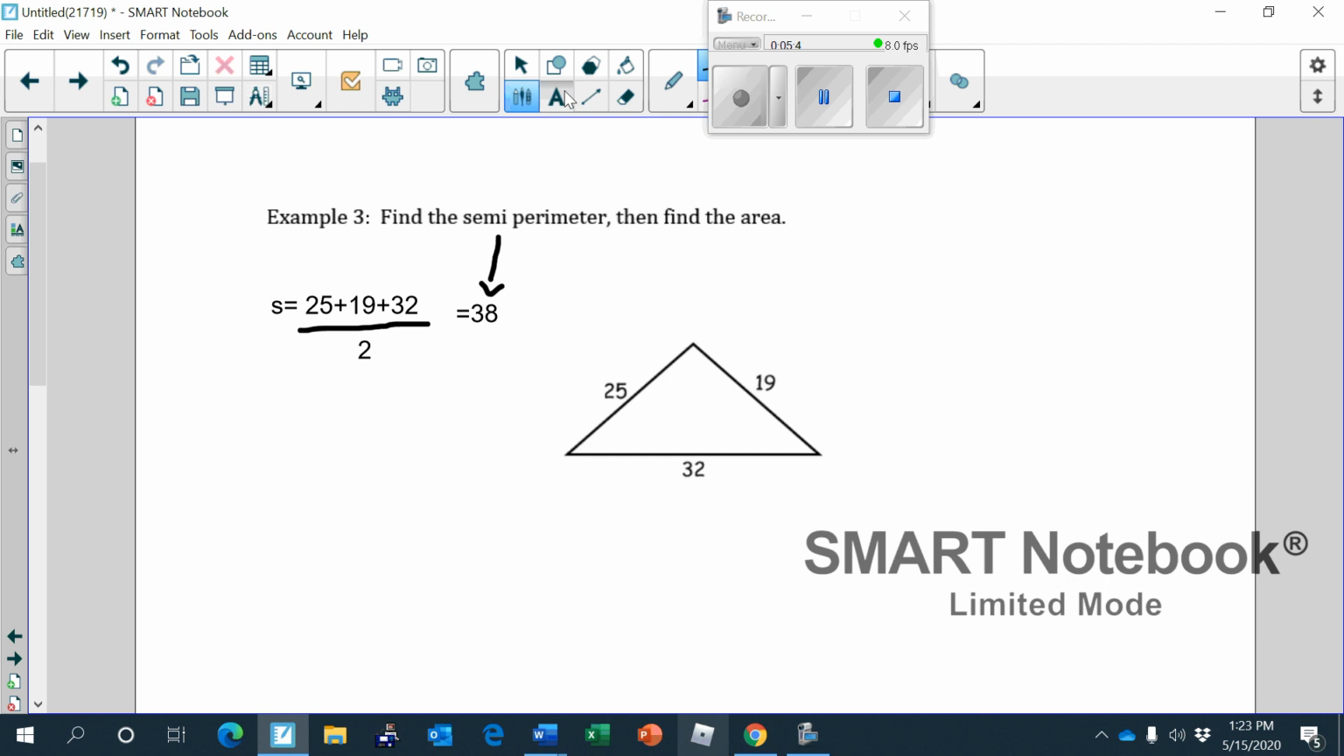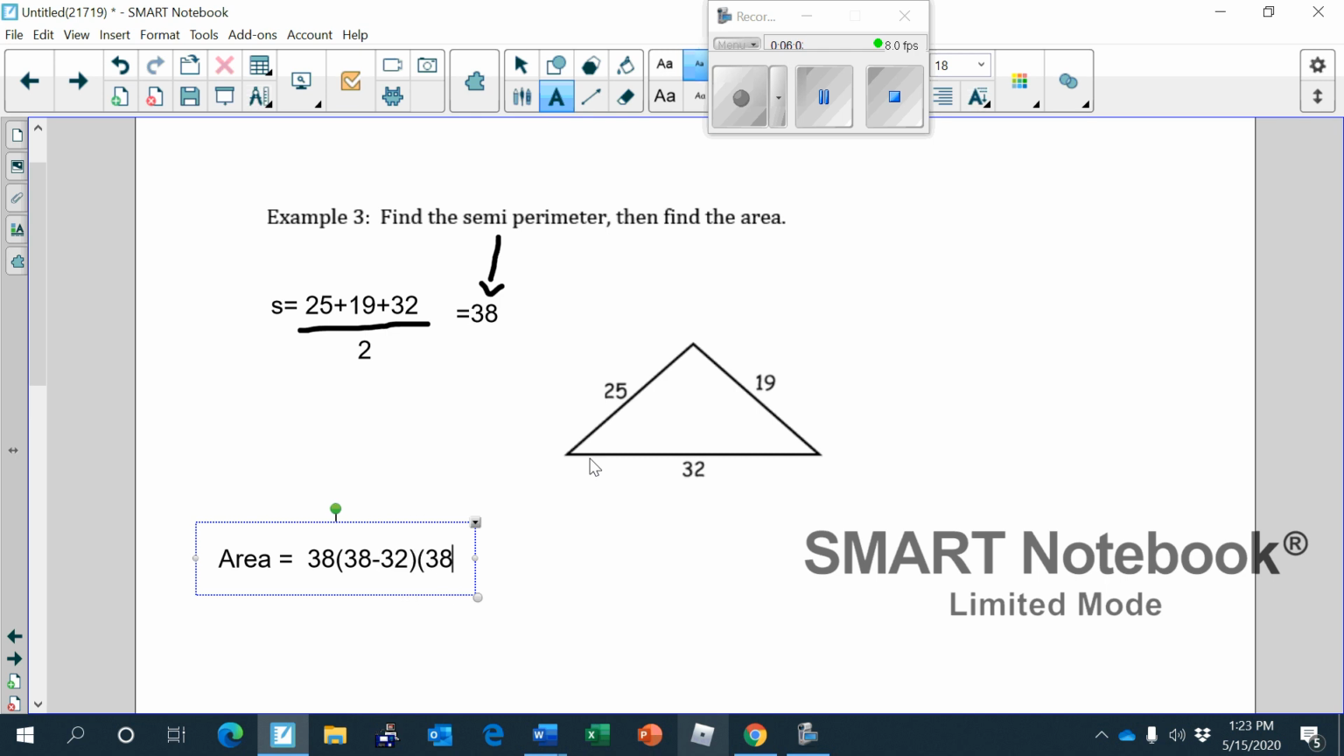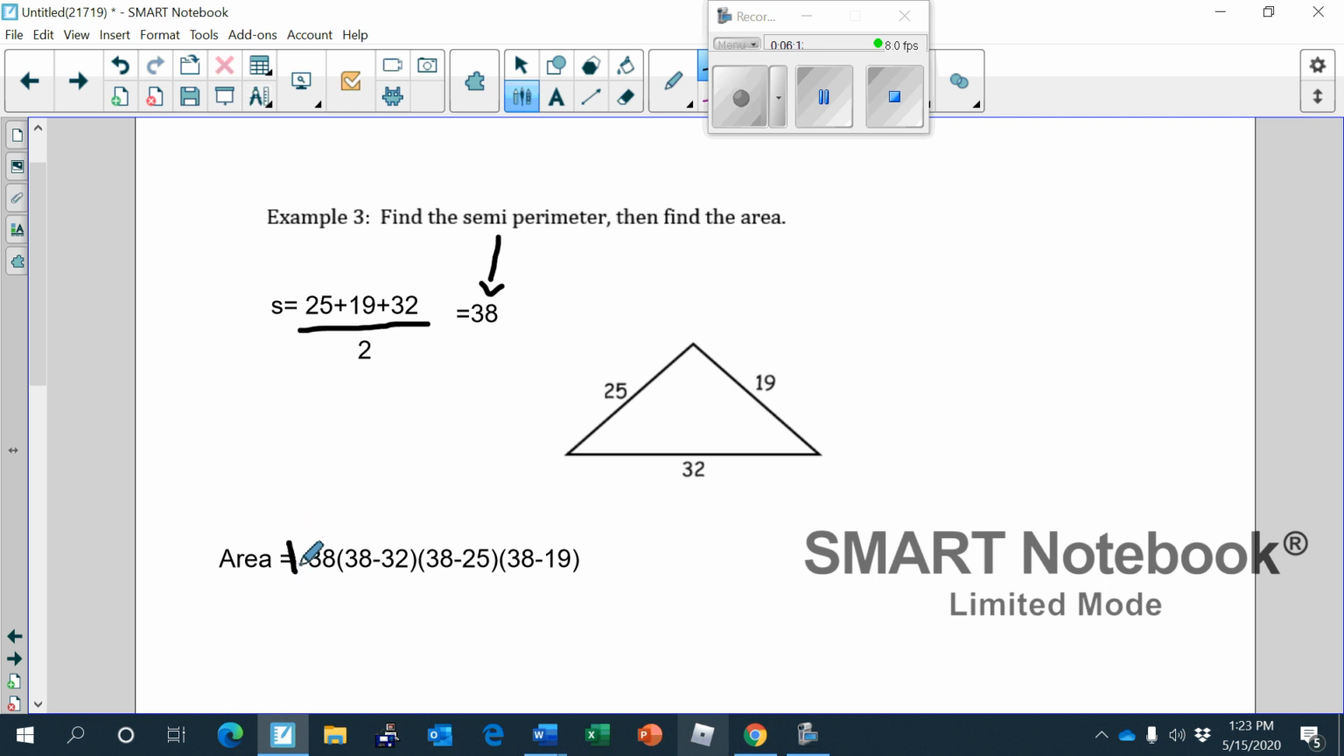And then for the area, let's jot that down here. Area is equal to, and again, I'll put the square root at the end. But to start, I'm going to have 38 times. And again, see how I don't have the A, B, and C? It doesn't matter what A, B, and C are as long as you use each side. Okay, so we'll start with 38 minus 32. And we'll do 38 minus 25. And then we'll do 38 minus 19. Right? And again, just make sure that you know that after you do all that, you are going to find the square root.